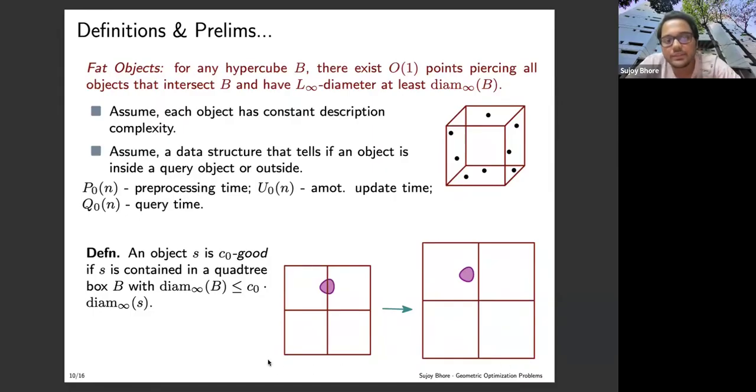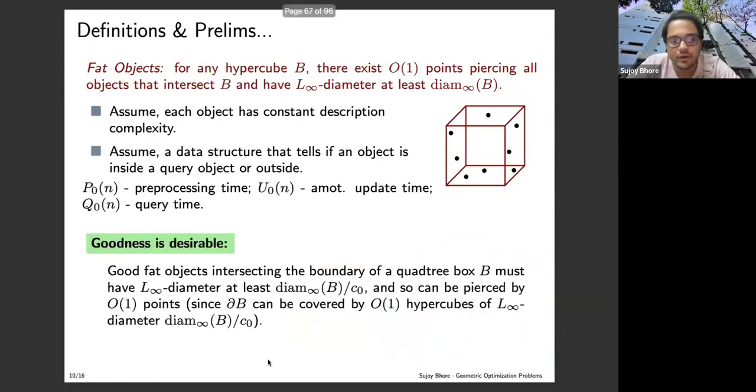and we call an object S C0-good if S is contained in a quadtree box with diameter at most C0 times its own, after a C0 blow up. This goodness is desirable because these good fat objects intersecting the boundary of a quadtree box B must have L infinity diameter at least the L infinity diameter of B over C0. So it can be pierced by constant many points.